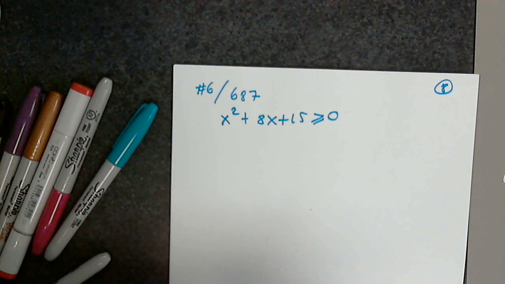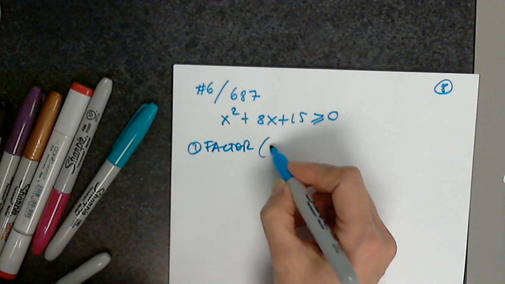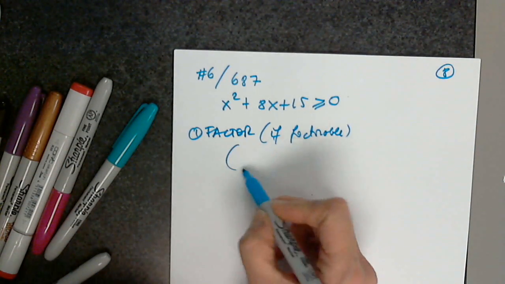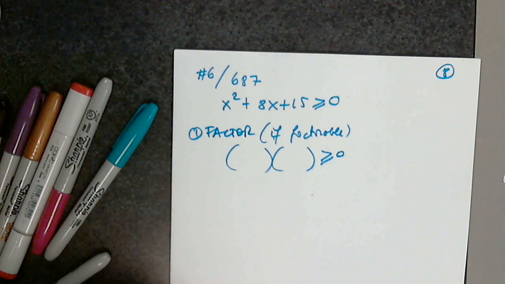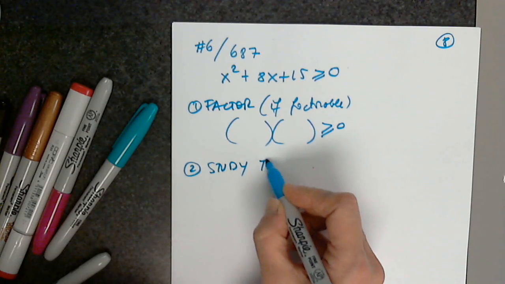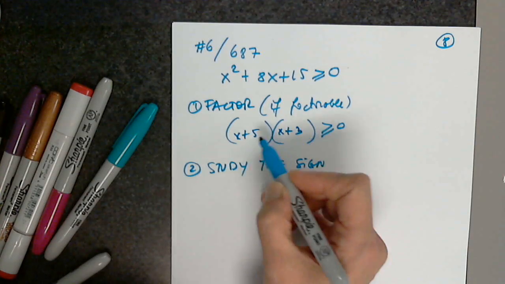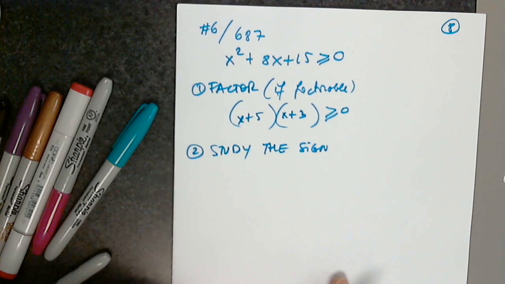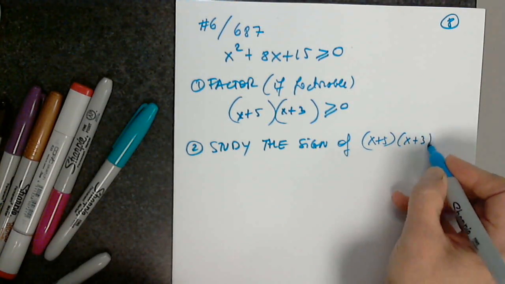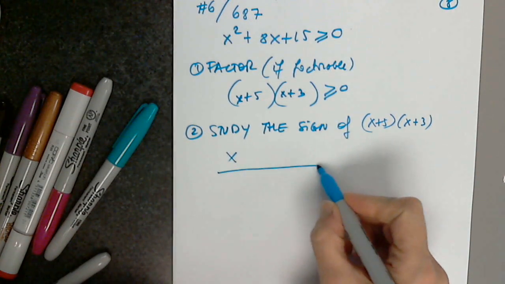Okay, well, obviously I'm going to factor. So the first step is factor, if I can, if factorable. Not all of them are factorable. So can anyone give us the factor form of this? Excellent. In the next step, I will study the sign of x plus 5 times x plus 3. What does that mean? Okay, so let's get a chart going.